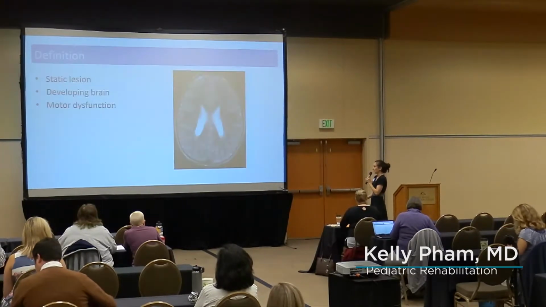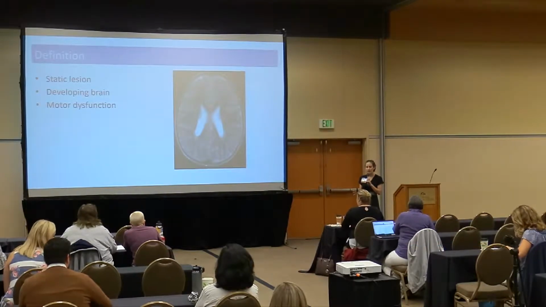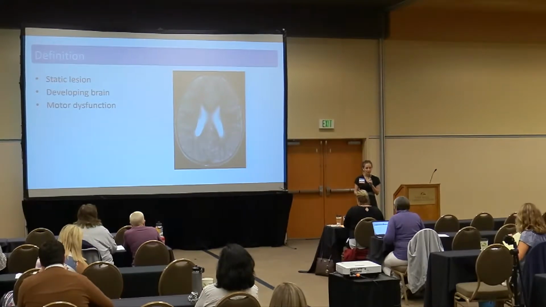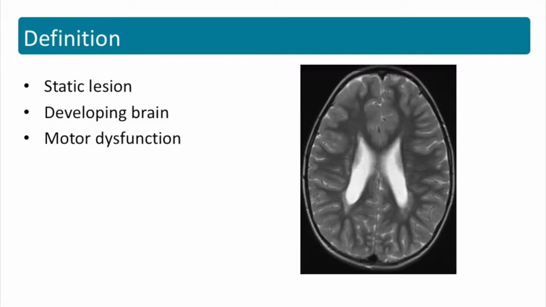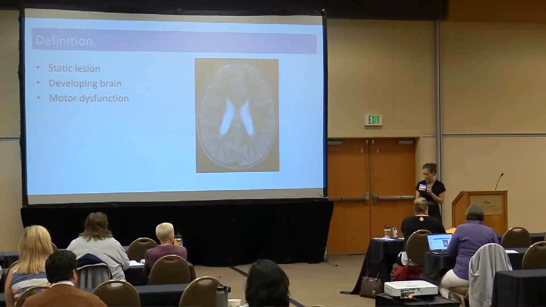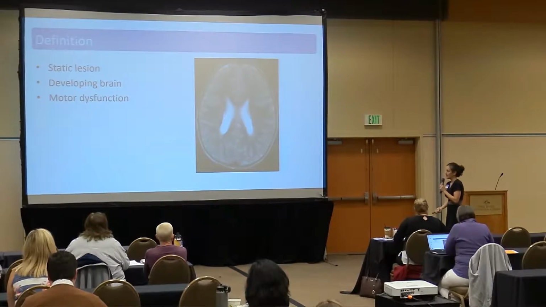So CP basics. By definition, CP is basically a static, unchanging lesion to a developing brain that results in some sort of motor dysfunction. And you'll see an image here. This is the most common brain imaging finding in CP. This is periventricular leukomalacia, which is seen in children who are born prematurely. This is not necessary for diagnosis. In fact, about 20% of children who have CP actually have normal brain imaging. But these are sort of the three characteristic things that define cerebral palsy.